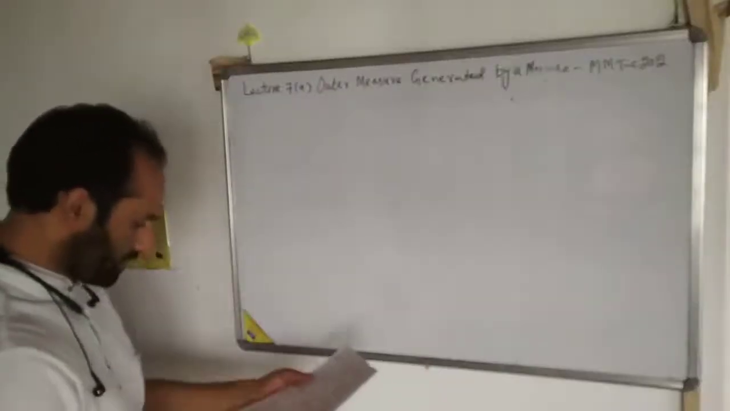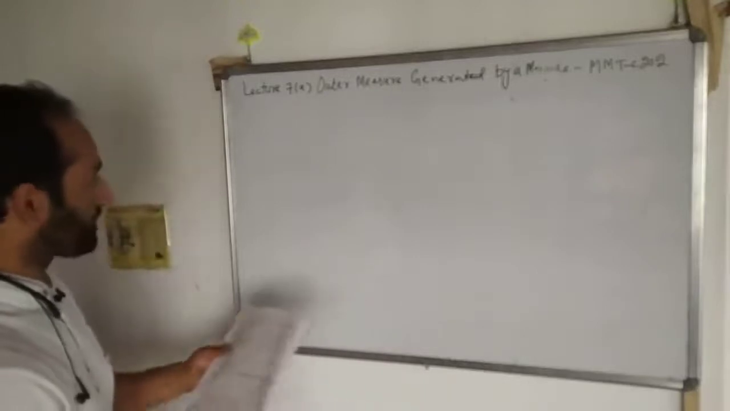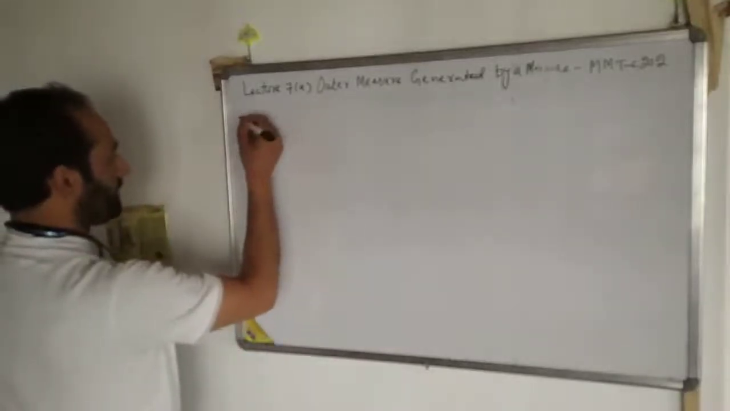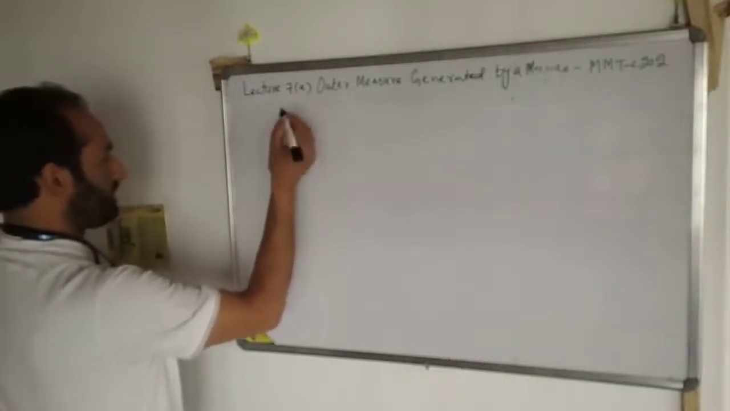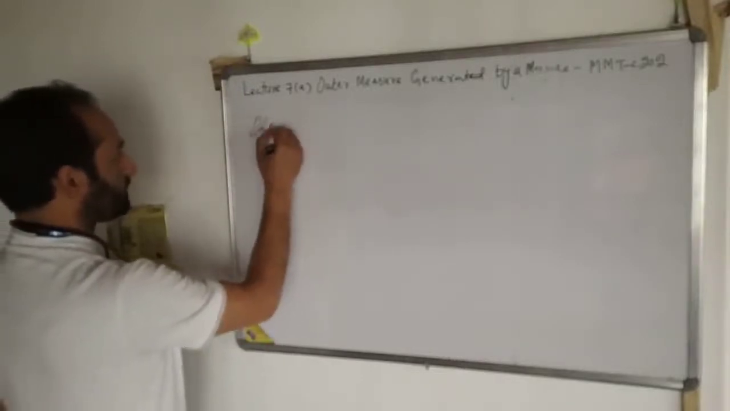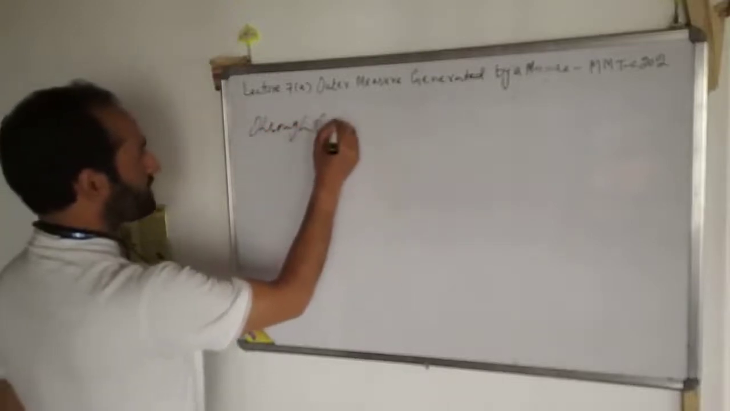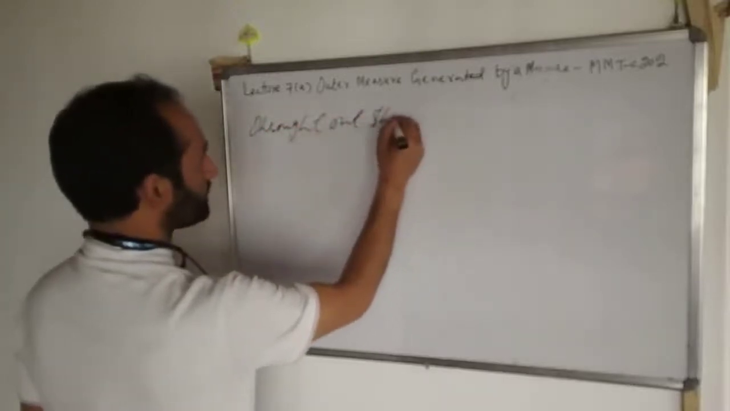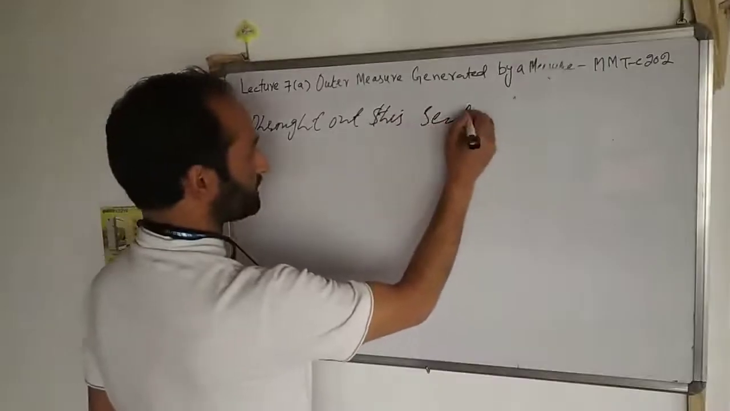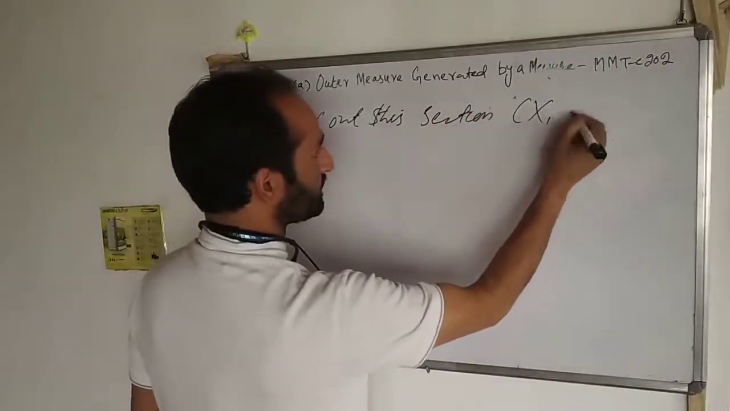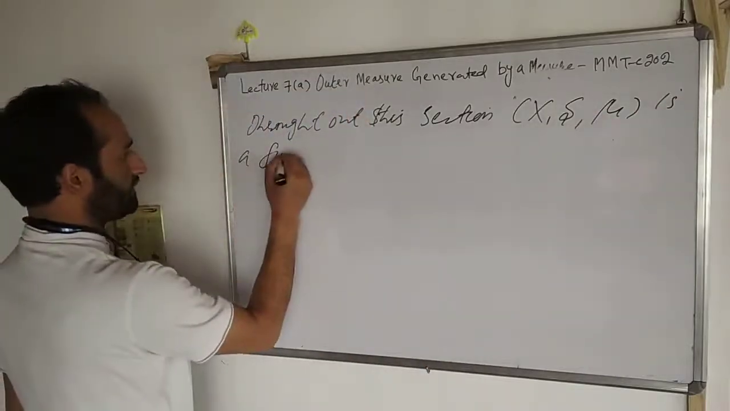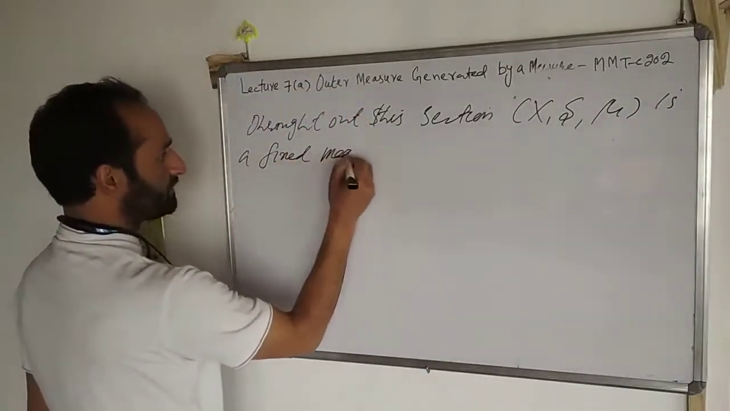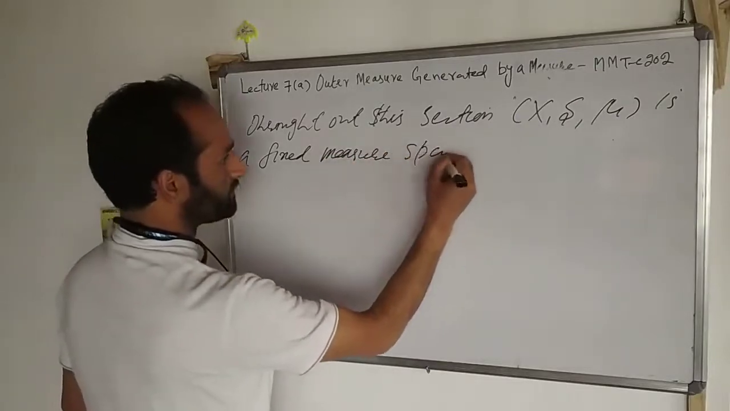Okay, so we recall that in this lecture (X, S, mu) is a fixed measure space. So let me write here: throughout this section, (X, S, mu) is a fixed measure space.